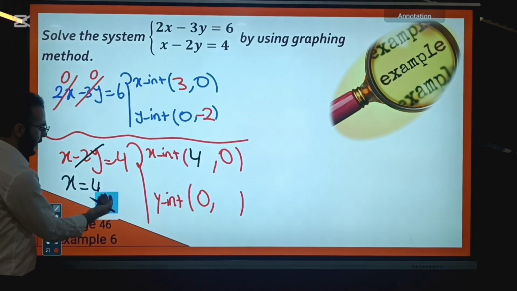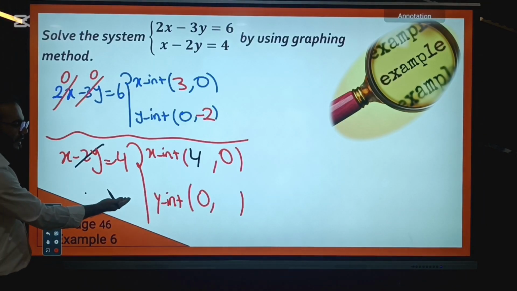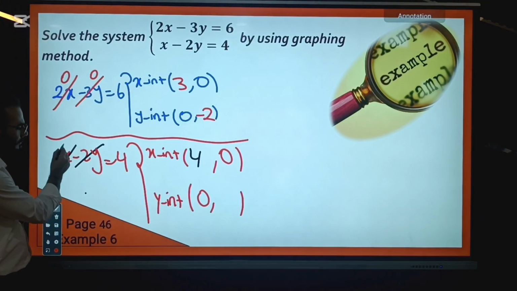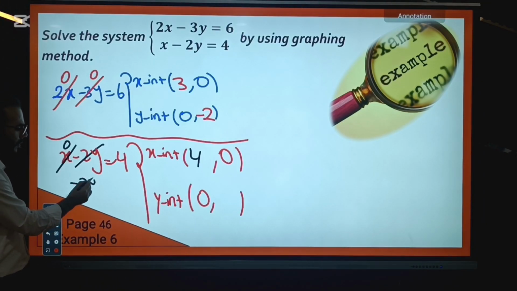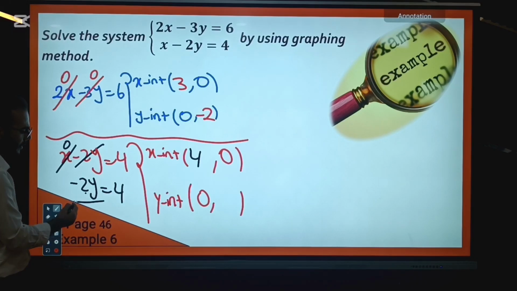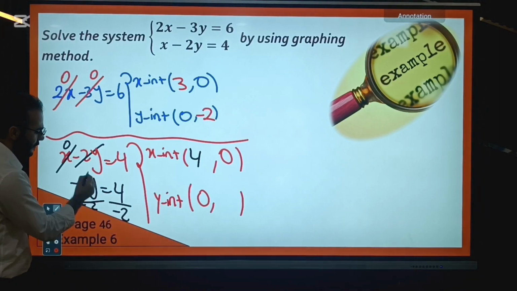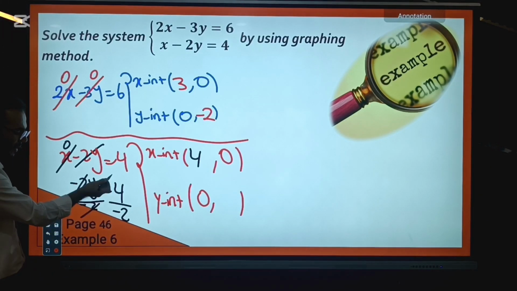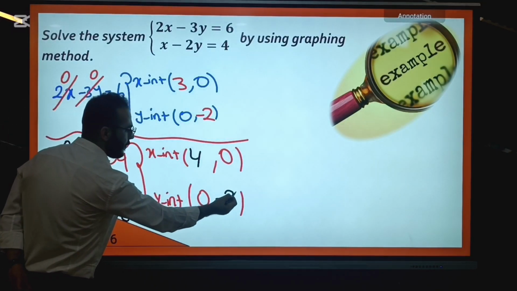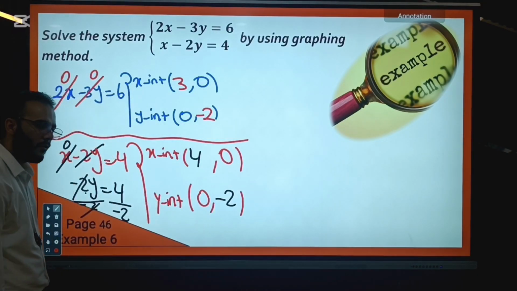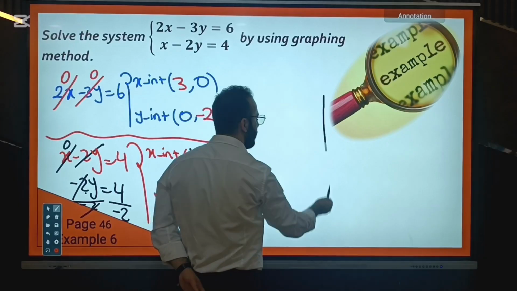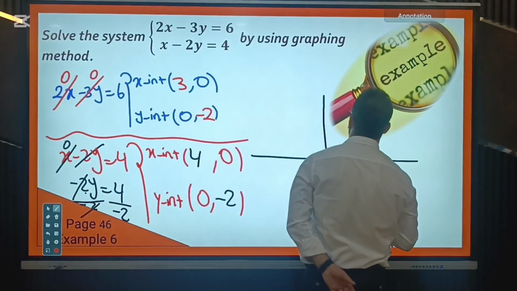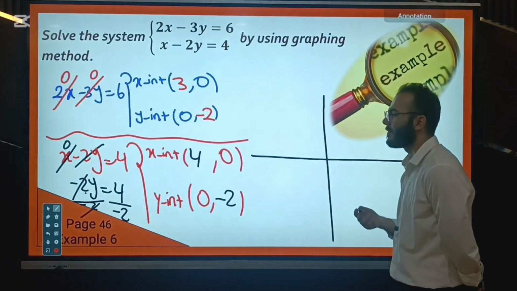4 here. And for the y-intercept, if you make x 0, what will remain? Negative 2y equals 4, divided by negative 2, divided by negative 2. Y equals 4 divided by negative 2, negative 2. Now, draw a coordinate plane, and let's plot these points and find out the graphs.